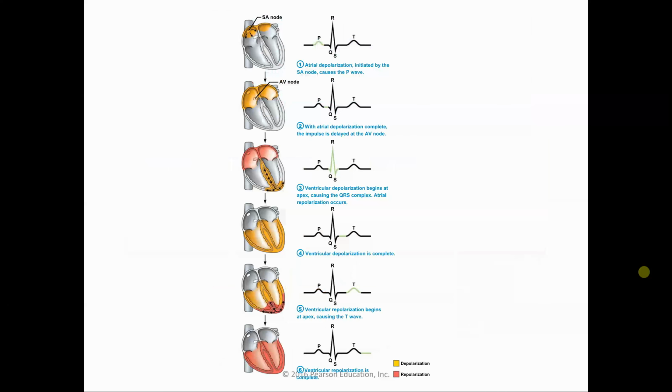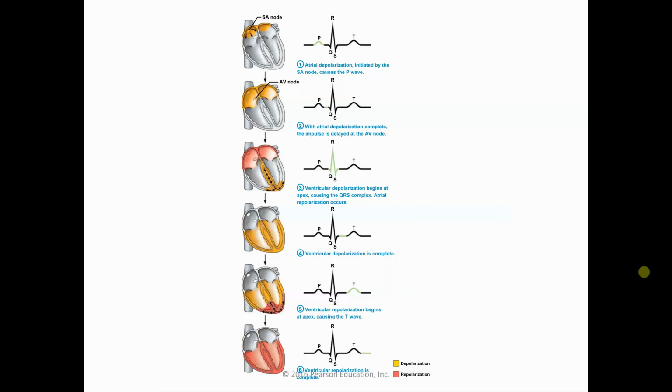Right, so what's happening in the heart during each of these steps? The P wave is showing atrial depolarization. So the cells of the atrium are depolarizing, and then that's going to cause atrial contraction, just like our skeletal muscle depolarization. Okay? So then the impulse gets delayed at the AV node to allow the atrium to relax before the ventricles contract.